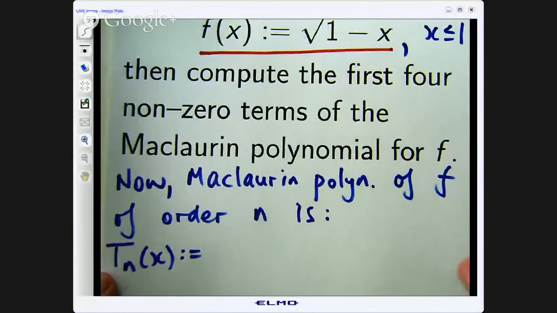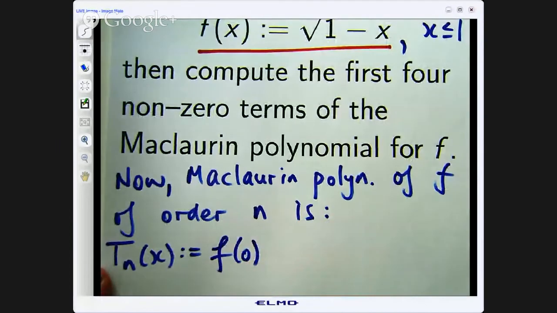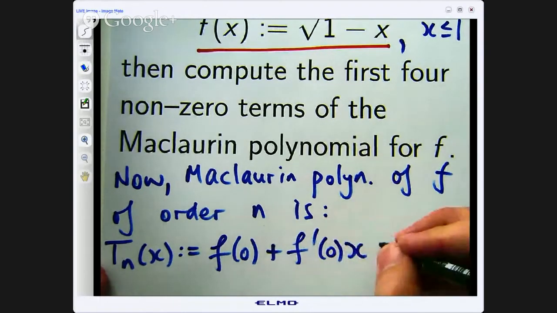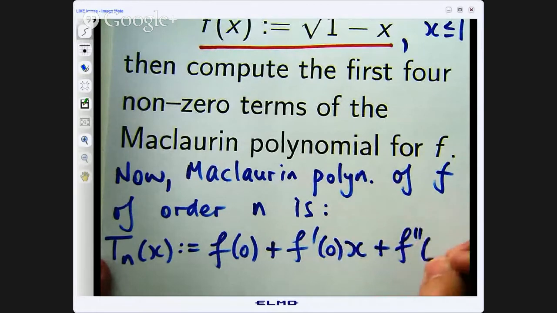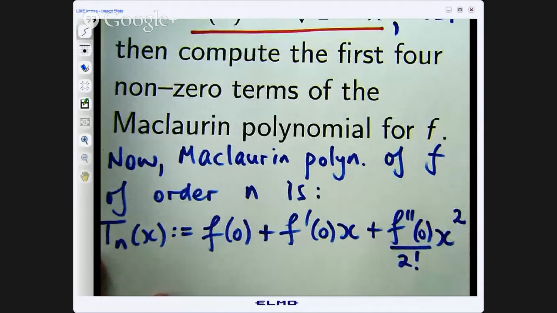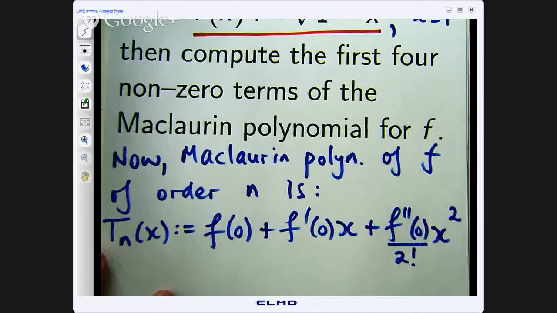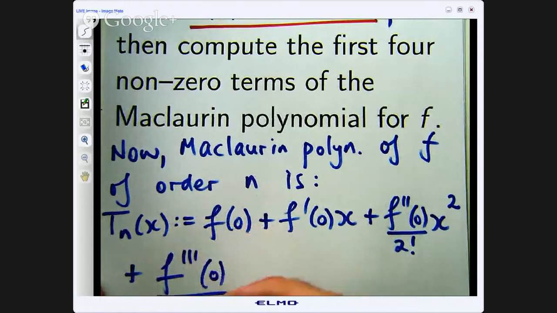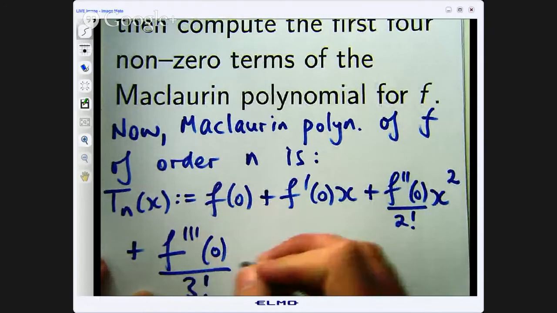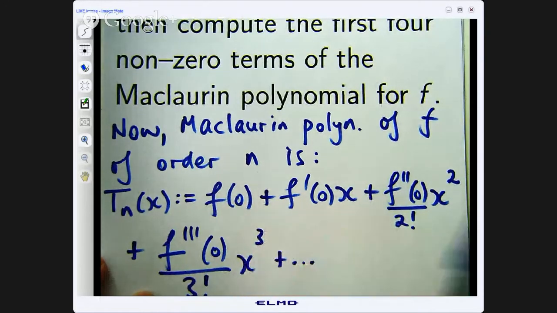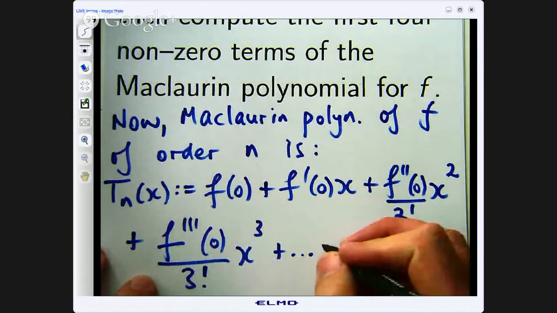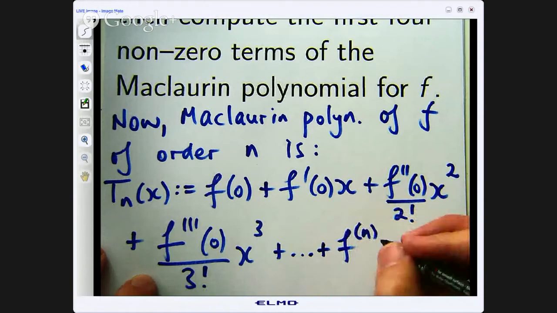Okay, so I've got the value of the function at x equals 0 plus the derivative at x equals 0 times x plus the second derivative at x equals 0 all over 2 factorial times x to the power 2. Plus the third order derivative of f at 0 all over 3 factorial times x to the power 3, and you just continue that. So you keep increasing the derivative by 1, increasing the power by 1, and increasing the factorial by 1 until you get up to the nth order derivative.